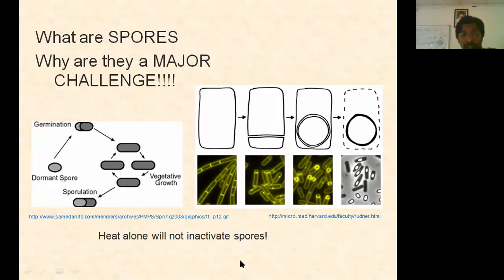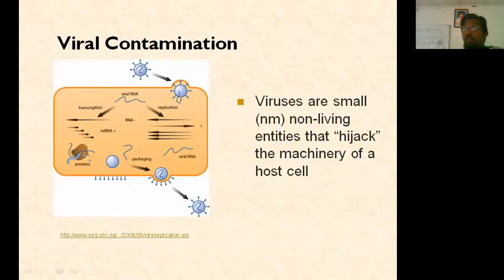But simply you can see this germination, right? Vegetative growth and spores, how the spores will grow. Spores can live for years together, and when they get an appropriate environment, proper humidity, proper food and everything, they will start growing and they can cause contamination. Viral contamination, I hope you know this very well, right?